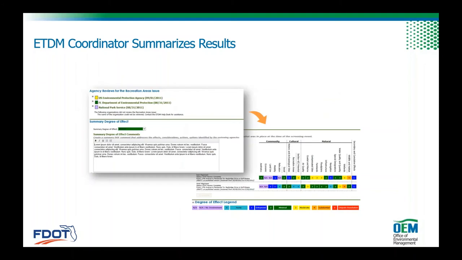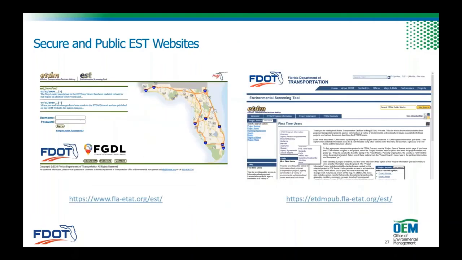What you see on the screen now is the summary of the results. During the review, it goes out for 45 days. All of the agencies have an opportunity to review. They all provide their comments, and then we come in and we provide a summary. So what you see on the left is you have 3 agencies that each assigned a different degree of effect. They have different sets of comments. And then below, we assign a degree of effect and we provide our comments, and that results in that high-level chart that you see over on the right-hand side.